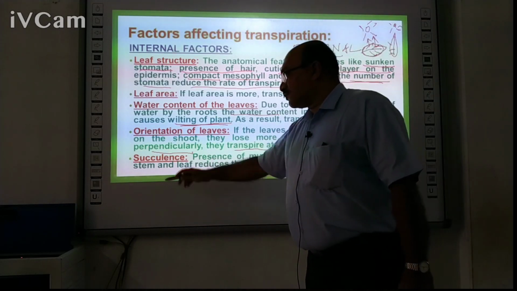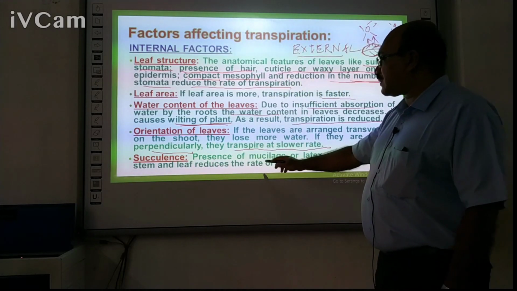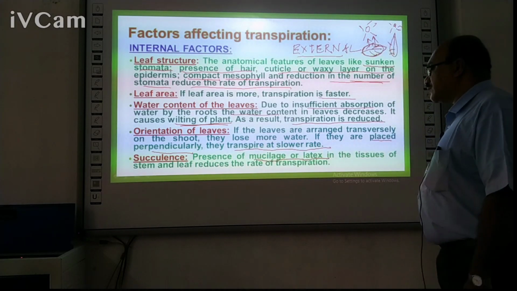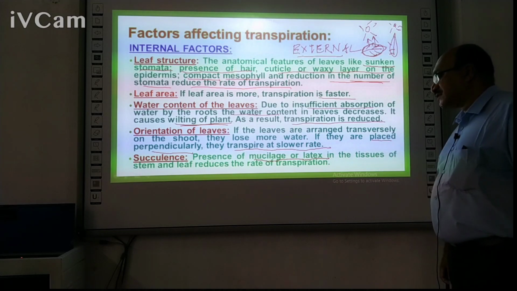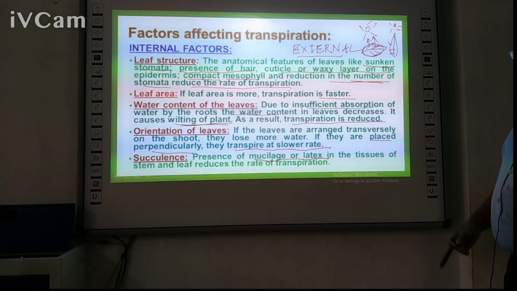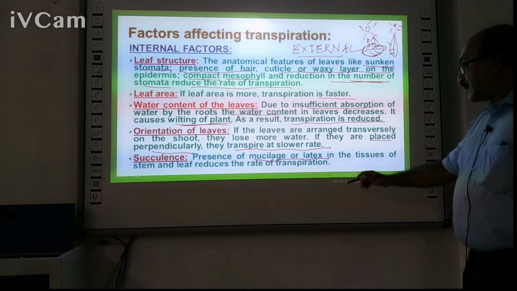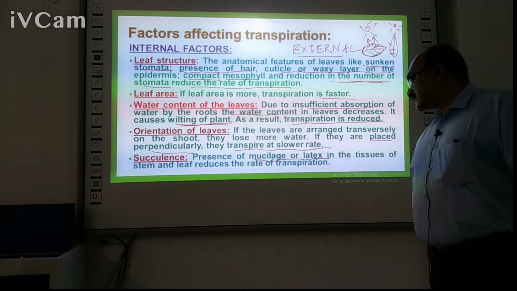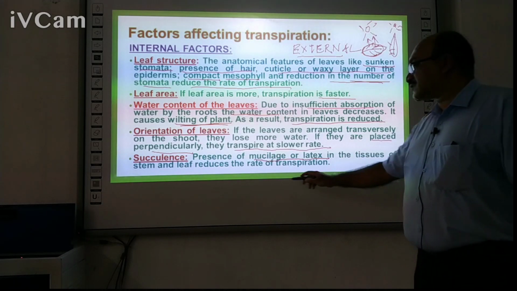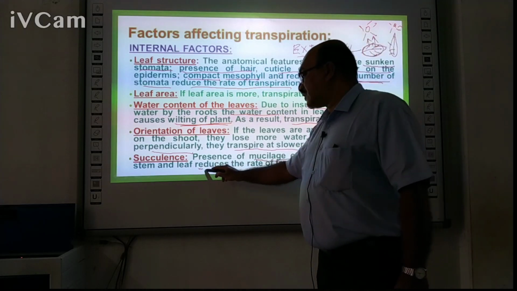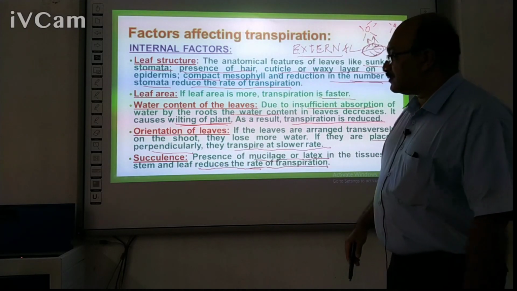Another point is succulence, presence of some mucilage or latex. In some plants we see there is some sticky substance present. If you break the leaves, you find that sticky substance is present in them, or you'll see milky latex, which you see in case of euphorbia or rubber plant. So in such plants, the rate of transpiration will be less. It will reduce the rate of transpiration compared to the normal plants.